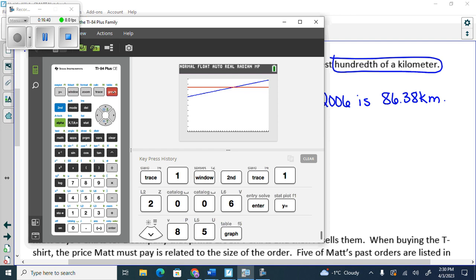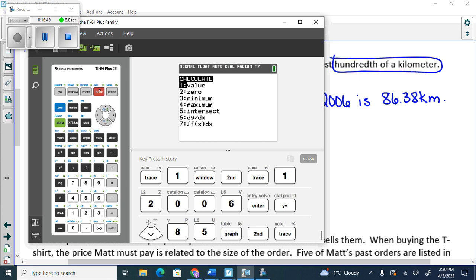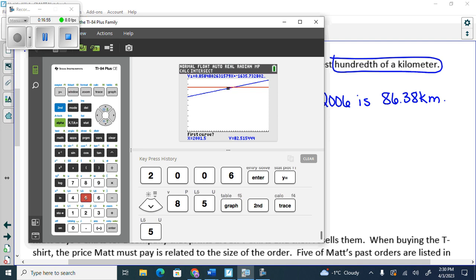And now we're going to find out where they intersect. Well, how do we do that? We want to calculate intersection, right? So we go second, calc. Which one of those is intersection? 5. And then I just go enter, enter, enter.